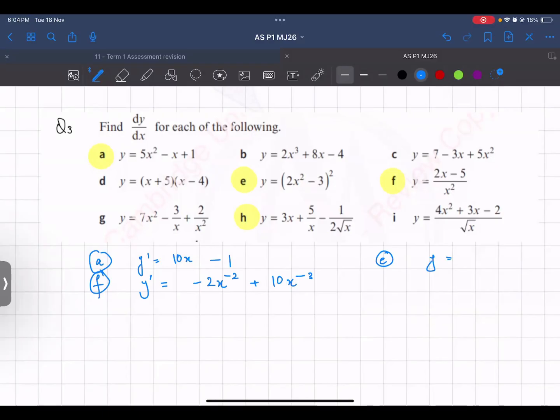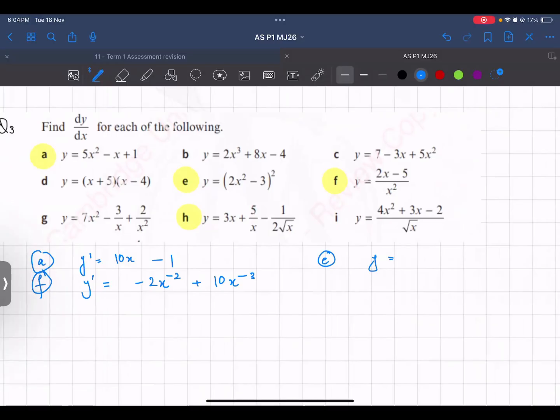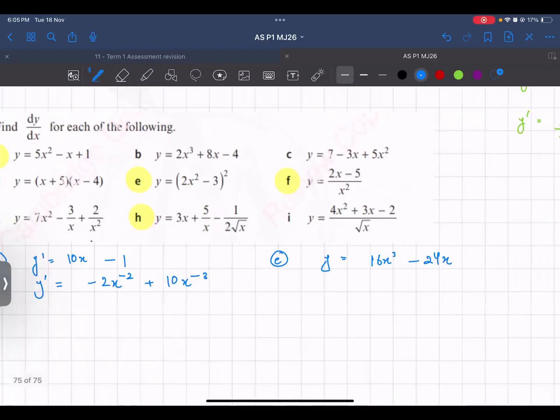Sir, my answer for E is 16x³ minus 24... 24x, sorry. Wait a minute. This would become 4x cube, so 16x cube and 12x square, so minus 24x. Yes, that's it. Oh, sorry, the last one would be 9. The derivative of 9 would become 0. What about h?